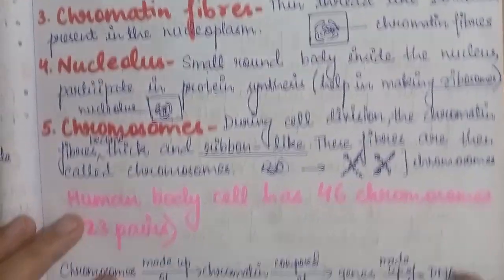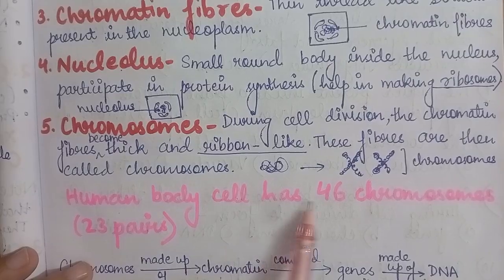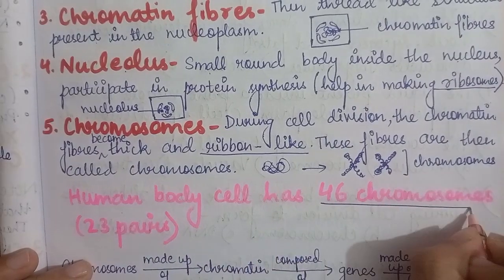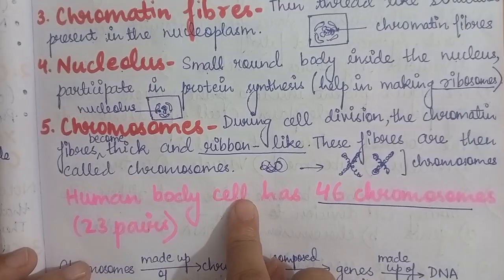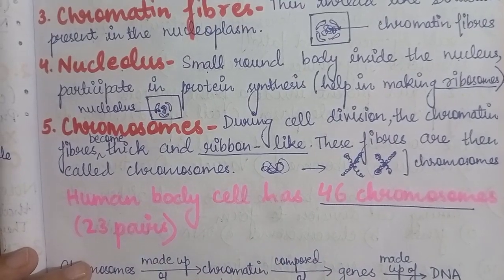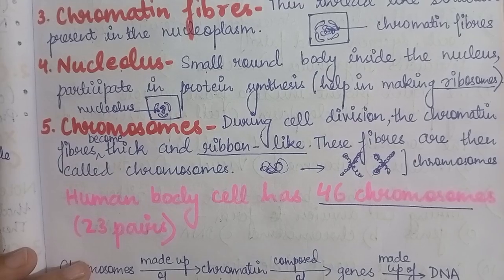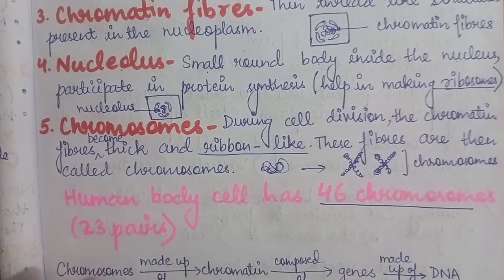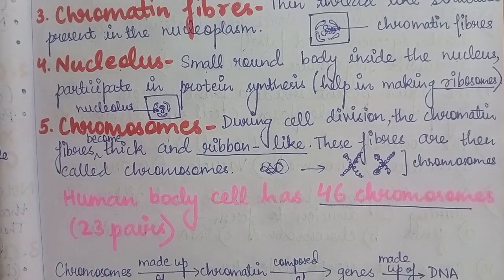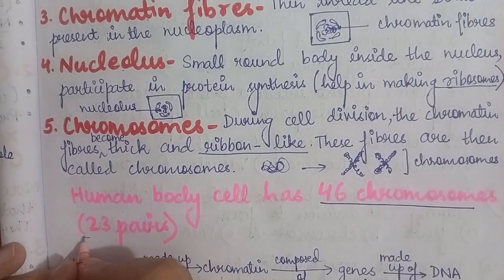Now note this point that the human body has 46 chromosomes in its cells. I am talking about the body cells. Remember, our reproductive cells like the egg and the sperm just have 23 chromosomes. But our body cells, the cells of our skin, have 46 chromosomes, meaning 23 pairs.